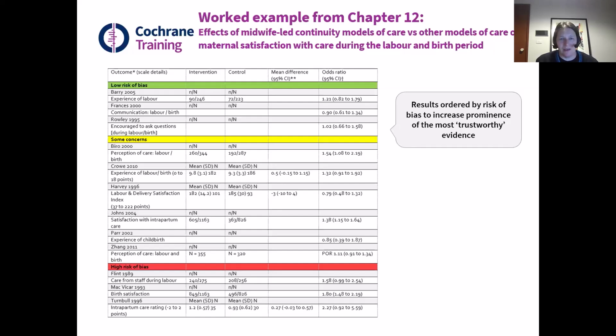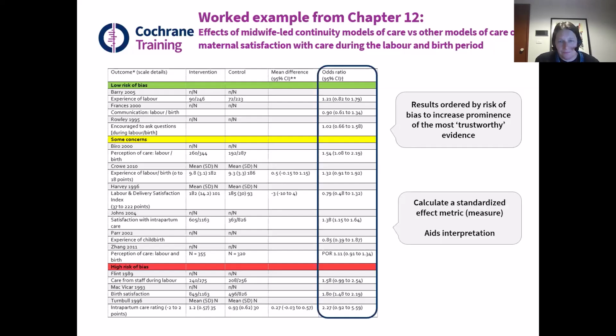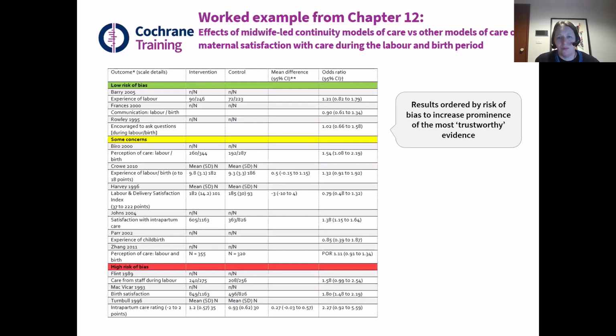What we have here is the results ordered by the risk of bias to increase prominence of the most trustworthy evidence. Here a decision's been made to not meta-analyse, and the studies judged to be at a low risk of bias sit at the top of the table, those with some concerns in the middle, and those at a high risk of bias at the bottom.